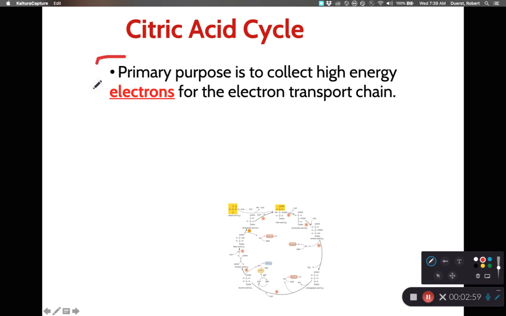So when we think of the citric acid cycle, to bottom line it for you, our citric acid cycle is going to collect high energy electrons, and those high energy electrons are going to be carried away by NAD positives and FAD positives, in the form of NADH and FADH2s. And these high energy electrons are then going to be dumped into the electron transport chain.